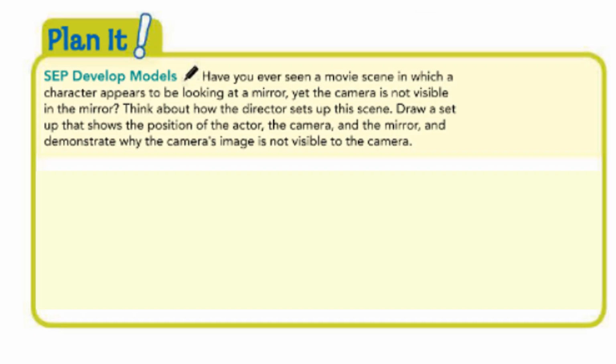All right, so the planet. Have you ever seen a movie scene in which a character appears to be looking at a mirror, yet the camera is not visible in the mirror? Think about how the director set up the scene. Draw a setup that shows the position of the actor, the camera, and the mirror, and demonstrate why the camera's image is not visible to the camera. And you need to do that independently.